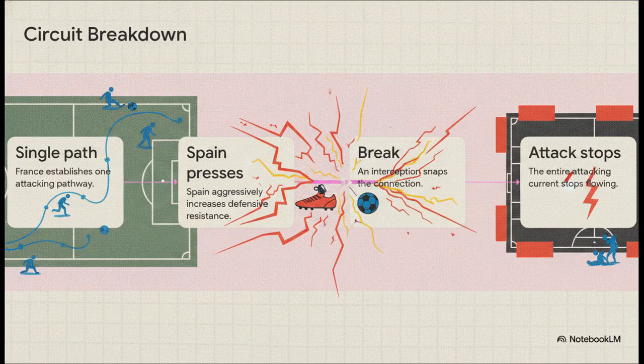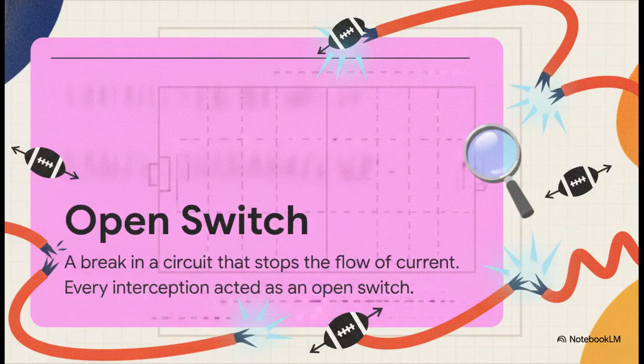Let's see how this plays out step by step. Step 1, France establishes their single attacking path, moving the ball up the pitch. Step 2, Spain aggressively applies that defensive pressure, bringing the resistance. Step 3, the connection breaks, just like a snapped wire in a real circuit, which immediately leads to Step 4, the entire attack simply stops dead in its tracks. The flow cannot continue.